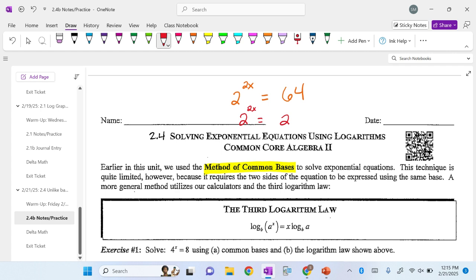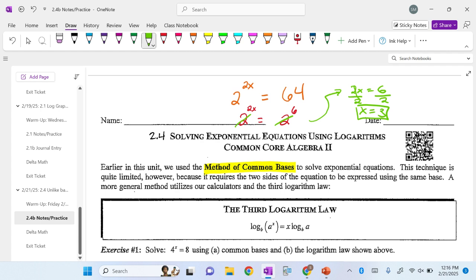So look at your power chart, guys. 2 to the 6 is 64. Now, what did I say happens when you have the same base? They cancel and you bring down what's in the exponent. So this is 2x is equal to 6. Divide by 2. X is equal to 3. All right, and that's how you would go about it with same bases.